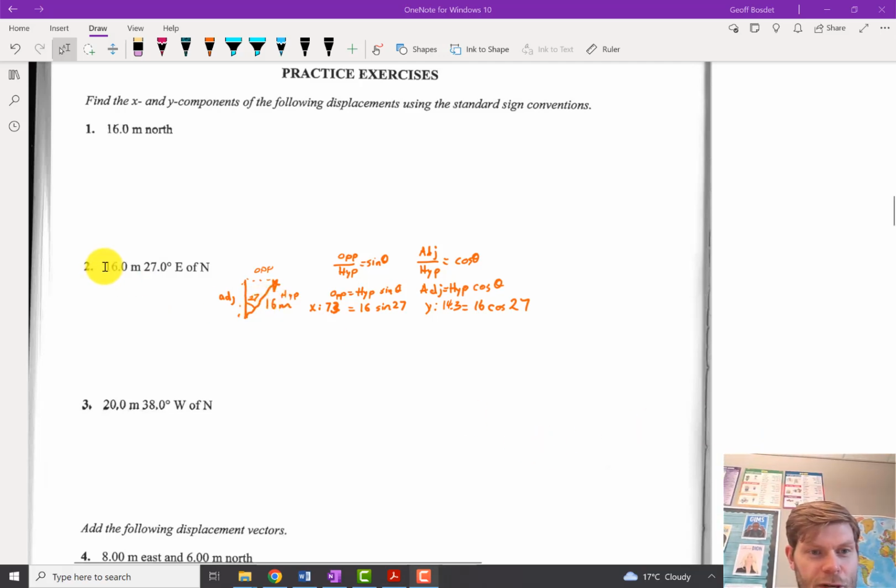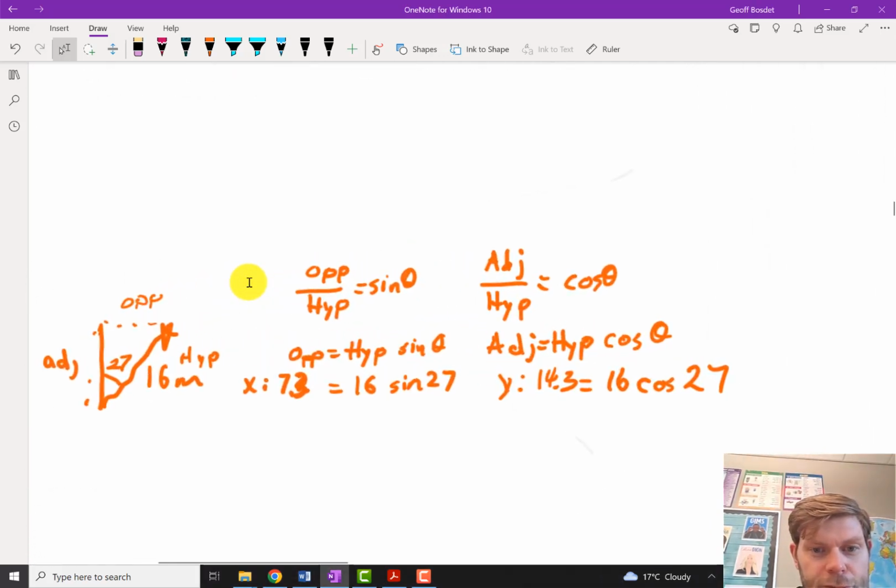So here is a vector, just like we were finding in the last section. It is 16 meters, 27 degrees east of the north line. Now that 27 degrees, this is the side adjacent to it. Here's the hypotenuse, and here is the opposite side for a right triangle.